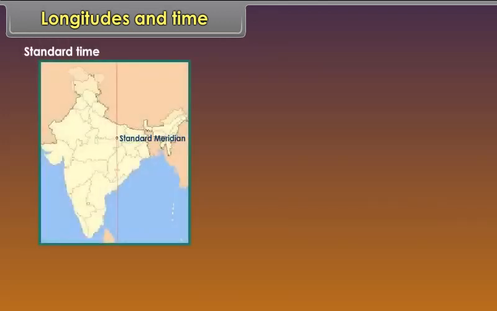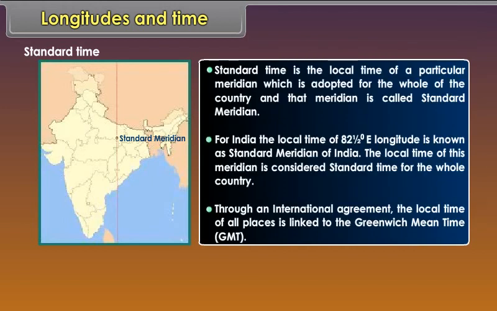Standard time. Standard time is the local time of a particular meridian which is adopted for the whole of the country, and that meridian is called standard meridian. For India, the local time of 82.5 degree east longitude is known as the standard meridian of India. The local time of this meridian is considered standard time for the whole country.